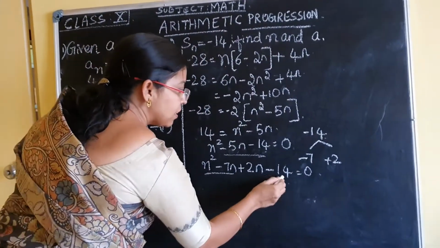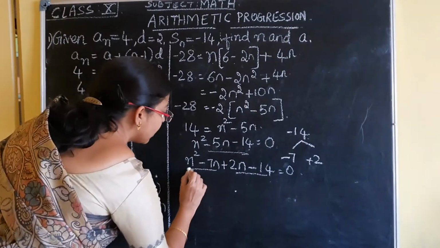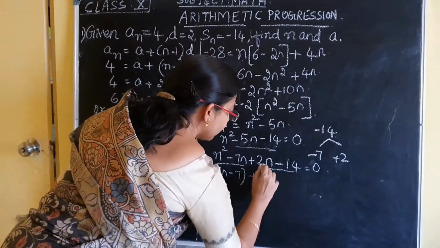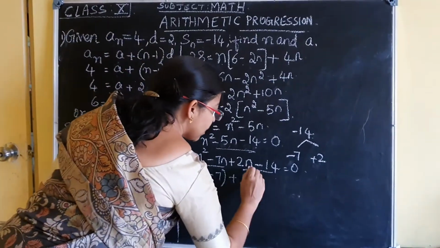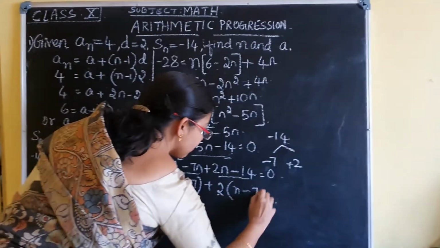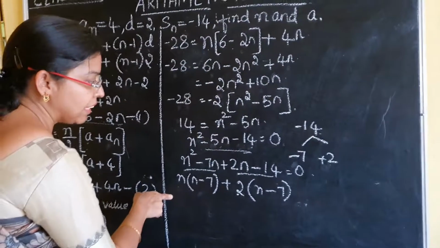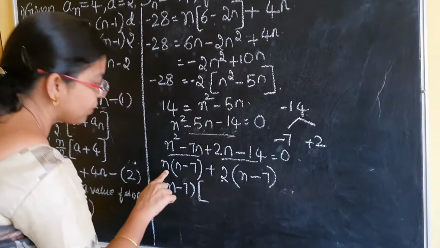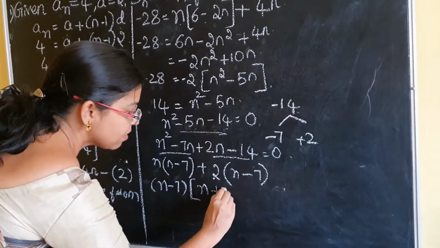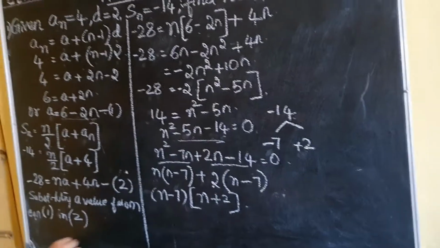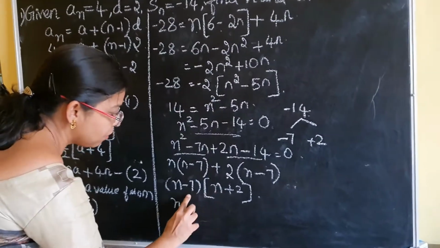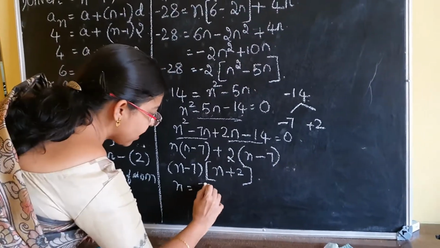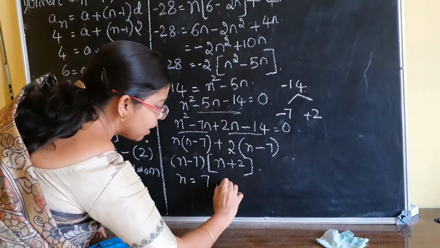And now we will group it. Group the terms. Take n common, n minus 7. Then if you take out 2, we are left with n minus 7. Again in this complete equation, what is common? n minus 7 will come out. So we are left with n plus 2. Now n minus 7 and n plus 2 are the factors we have got. So n is equal to 7 comma minus 2.